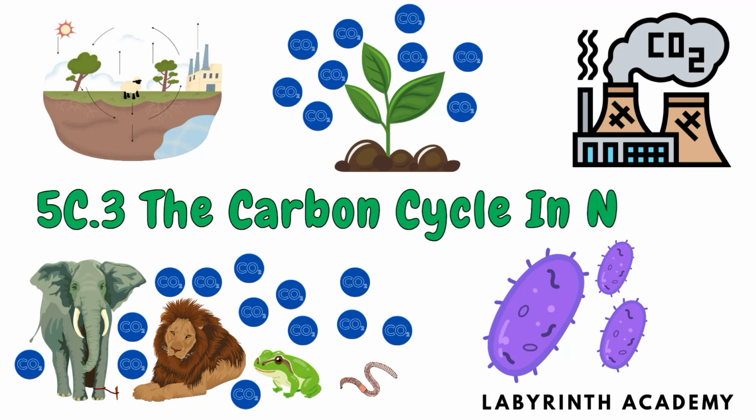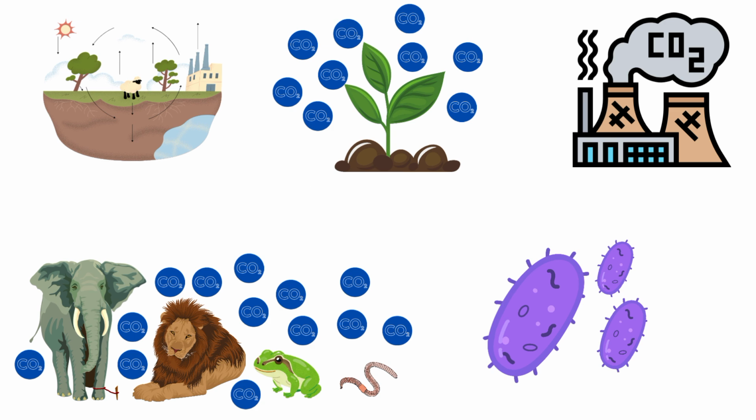Welcome to Labyrinth Academy. In this lesson, we're covering the carbon cycle in nature from Edexcel Biology Unit 4, Topic 5C.3. Understanding this lesson is essential for explaining ecosystem balance and the impact of human activity on climate change. Let's get started.